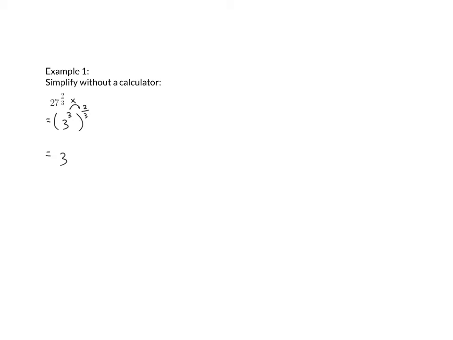Now, just to recap, if you multiply 3 with 2/3, we multiply the numerators and we multiply the denominators, and then that can be simplified to 2. So we have 3 to the power of 2, which is 9. In our next two examples, the question is simplify.